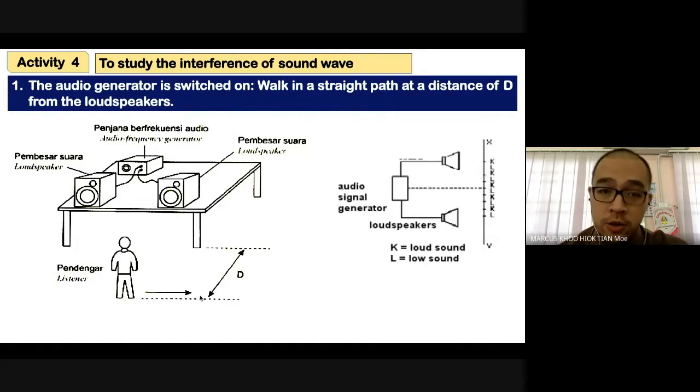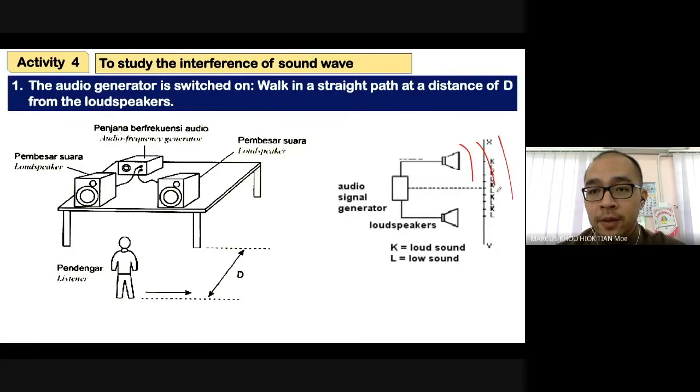Sound is also the same, except that we use two speakers, as you can see over here. There's an audio generator that produces the sound, and usually the sound it produces is a straight, steady sound. The sound will come out through the speakers, and if you remember the wave pattern, it will still interfere with one another. Look at my horrible drawing, but that's the idea.